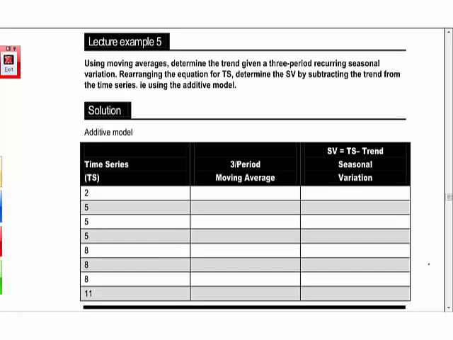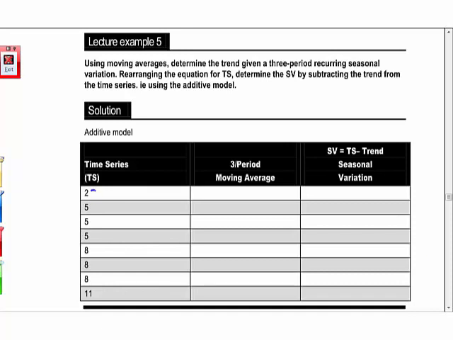In example 5 then, we're going to have a look at using some moving averages. So we've got the actual observations then in the first column, the time series, and what we want to do is use the additive model to work out a 3-period moving average. And then we'll be able to work out the seasonal variation in the final column.